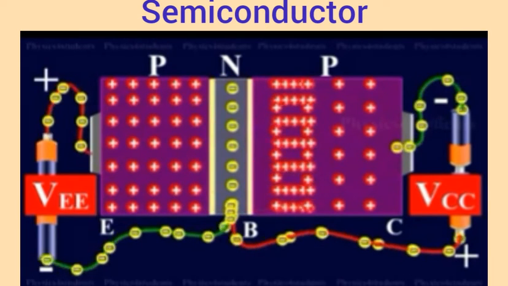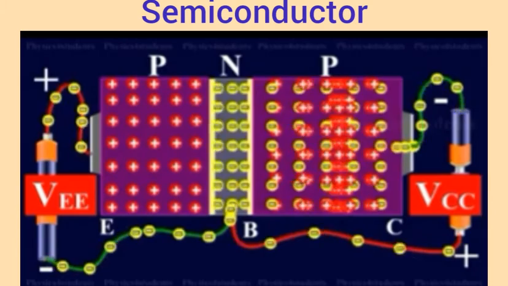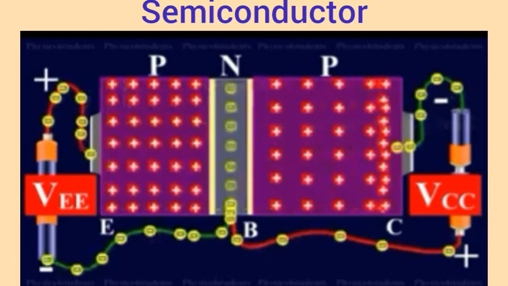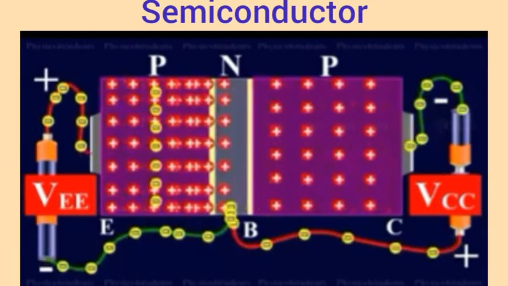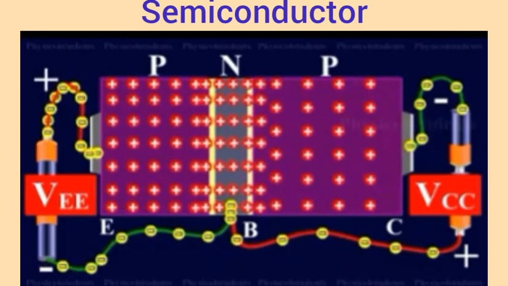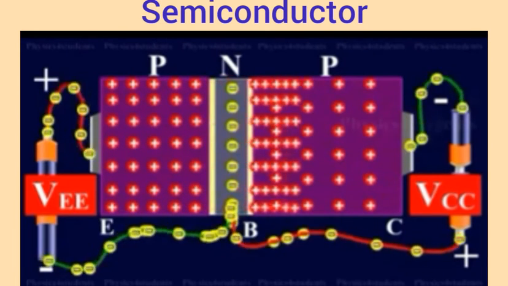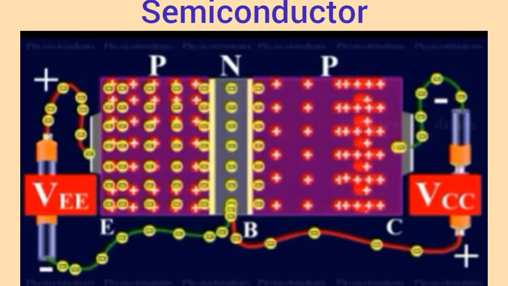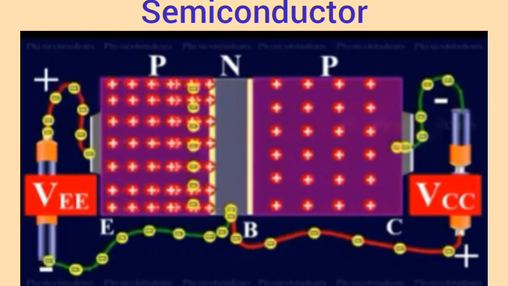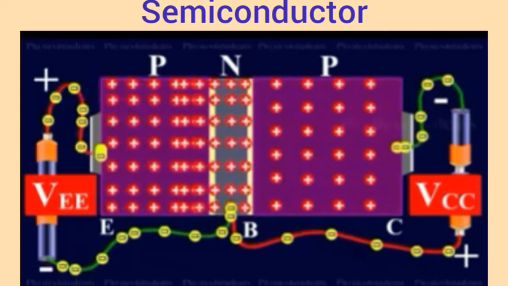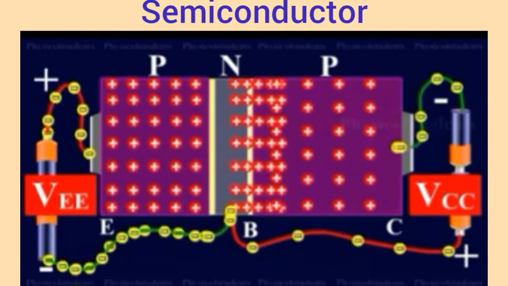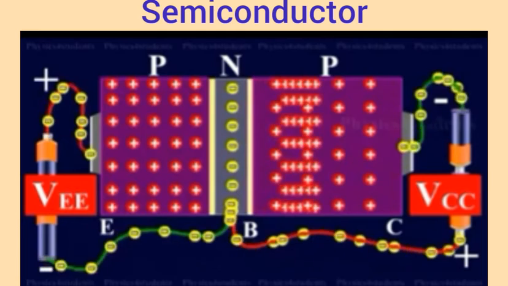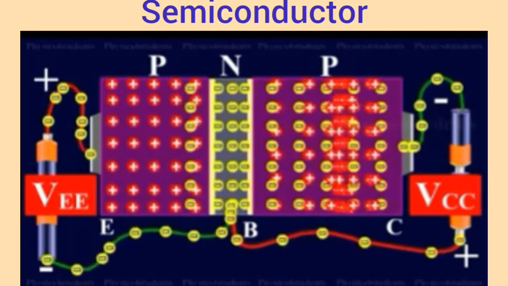The loss of total number of electrons per second is made up by the flow of an equal number of electrons from the negative terminal of VEE into the base. The flow of these electrons contributes the base current IB. The remaining number of holes which do not undergo recombination process in the base reach the collector.